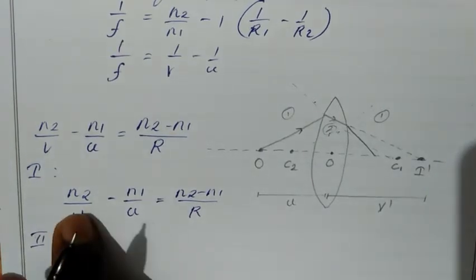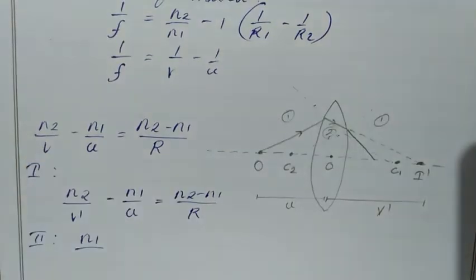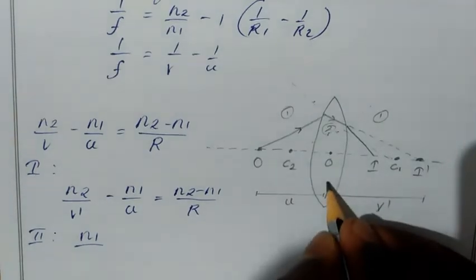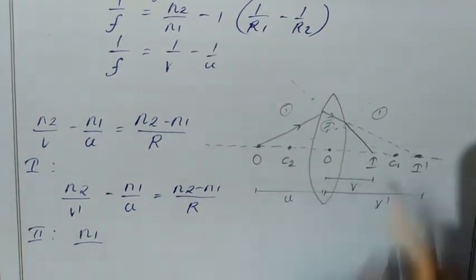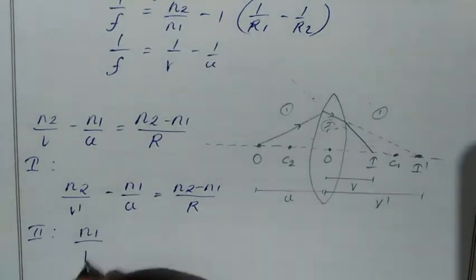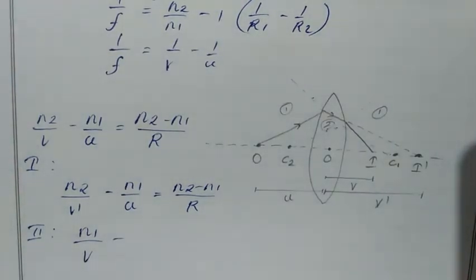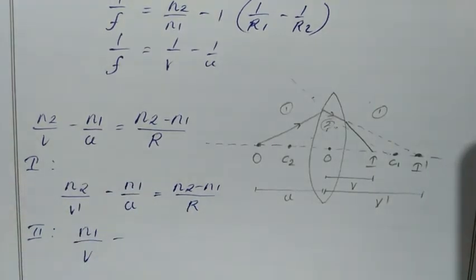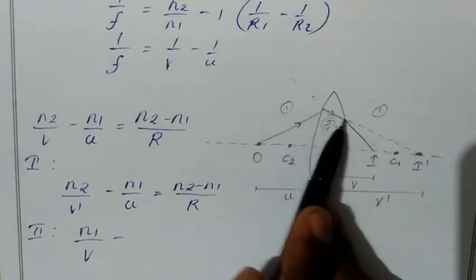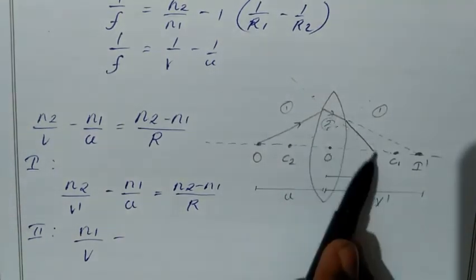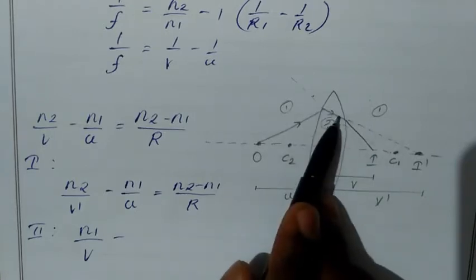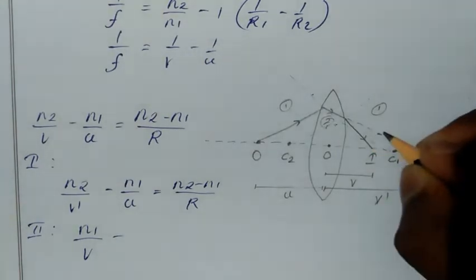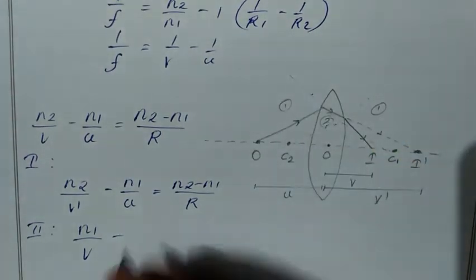Then light comes from which medium? Sorry, here we have to write the distance. Distance V, image distance. So this is our image, final image. And we take this image distance as V. So here image distance is V. Minus n1. What is n1? Light comes from which medium? Light comes from this medium. That medium is glass. Correct? That medium is glass. So for glass we have refractive index 2.